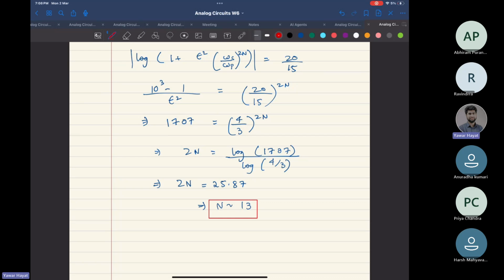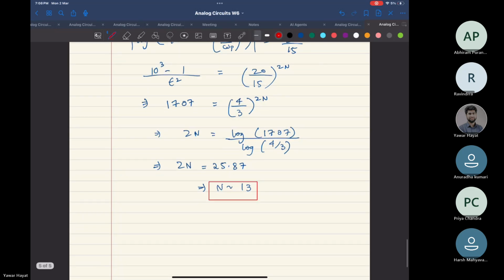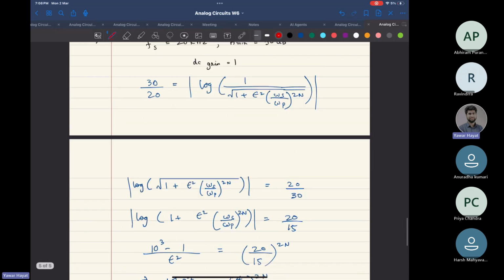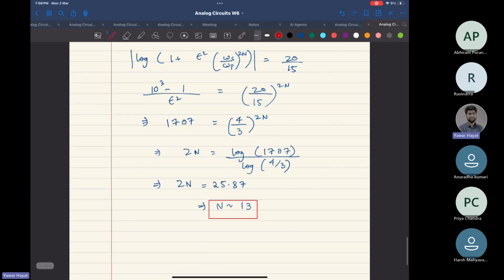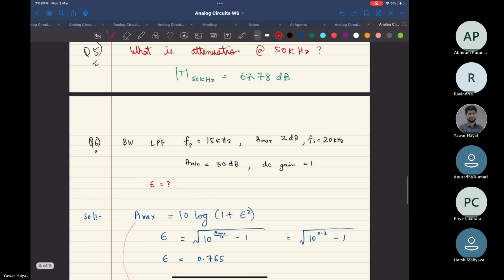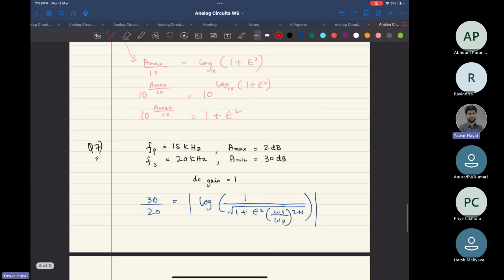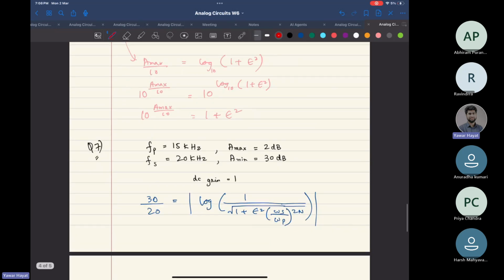So what is the total number of poles then? We had to compute only this much in this question, right? We had to compute epsilon, and we did that. And for question number 7, we had to find the order. Okay, let's break this question here. Find the order of the filter.